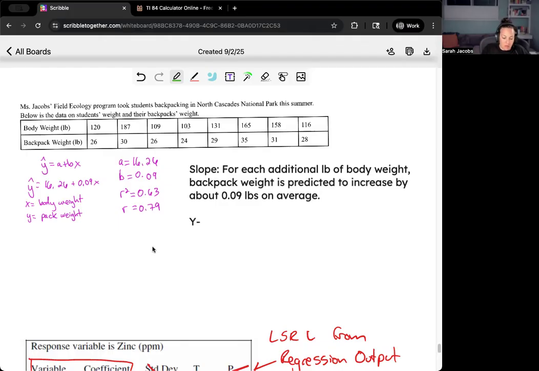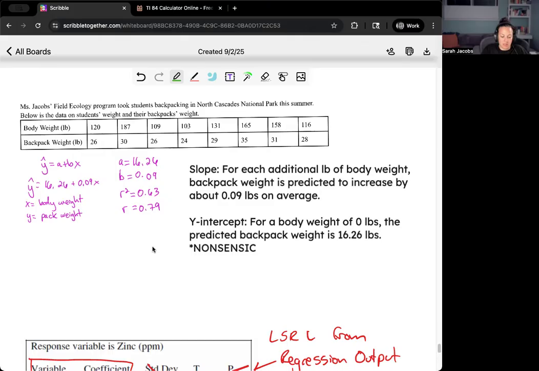The y-intercept here, for a body weight of 0 pounds, not a living soul has a body weight of 0 pounds, and certainly not one carrying a backpack. So we'll get to that in a second. So for a body weight of 0 pounds, the predicted backpack weight is 16.26 pounds. This is nonsensical in context. So this y-intercept does not make sense in context. So if you're asked, does the y-intercept make sense in context? This is a really great example of something that doesn't.